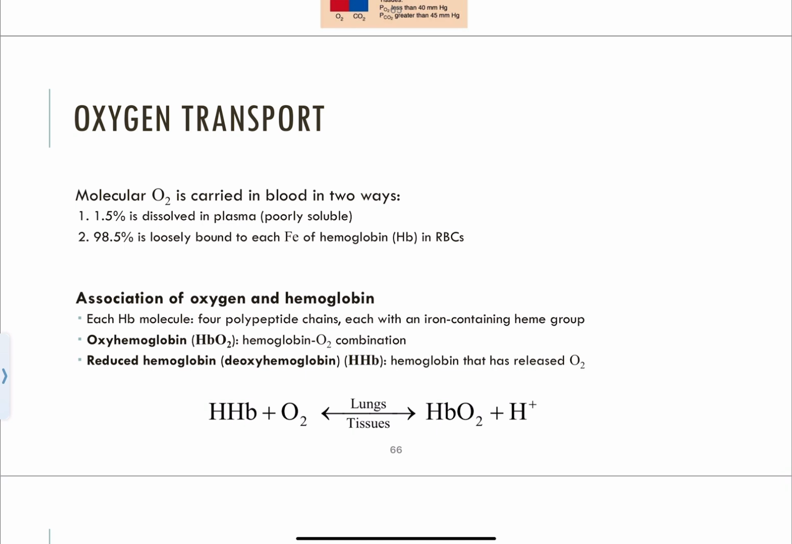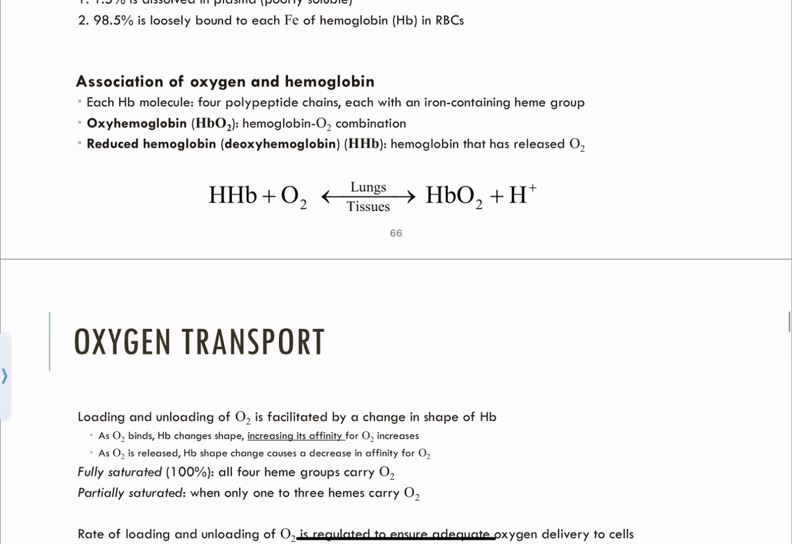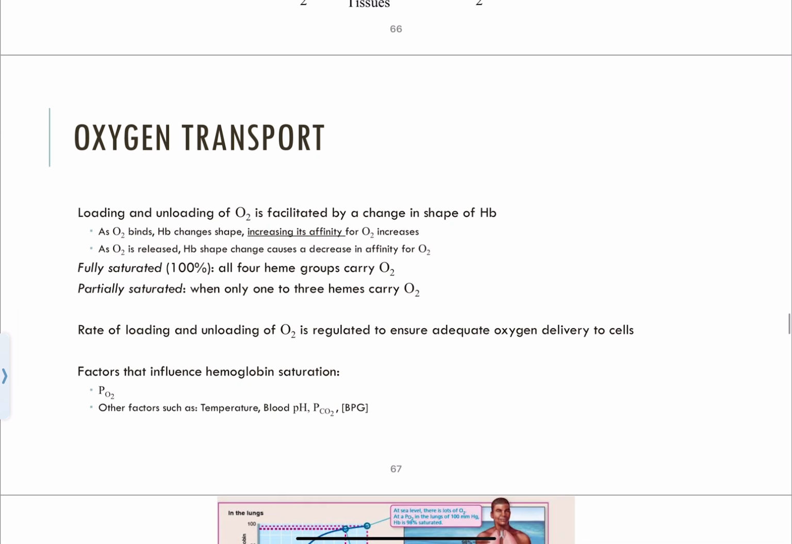Just a couple terms in regards to the level of oxygen bound to hemoglobin. If we have a lot of oxygen bound to hemoglobin, we then call the hemoglobin oxyhemoglobin. If we're at our body tissues and we are beginning to drop off oxygen to the tissues themselves and we start unloading it, then we start saying that we have reduced hemoglobin or deoxyhemoglobin. So loading and unloading of oxygen is going to actually be facilitated by changing the shape of hemoglobin itself.